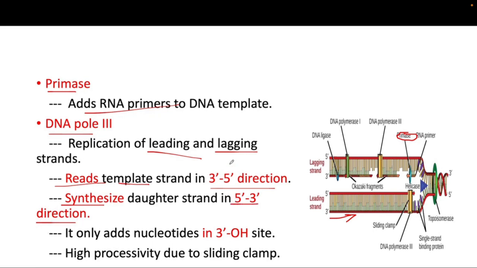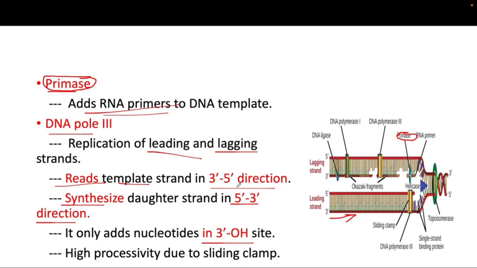Very important point to know. There are so many questions that can be asked based on this concept. It reads from 3 prime to 5 prime, and it synthesizes from 5 prime to 3 prime direction. As I mentioned, it only adds nucleotides at the 3 prime hydroxyl site. This 3 prime hydroxyl site is created via the enzyme primase, because it adds the RNA primer. So it actually allows the DNA polymerase to add nucleotides.